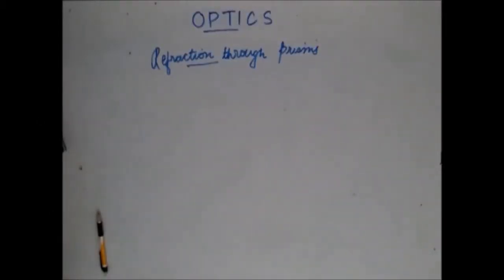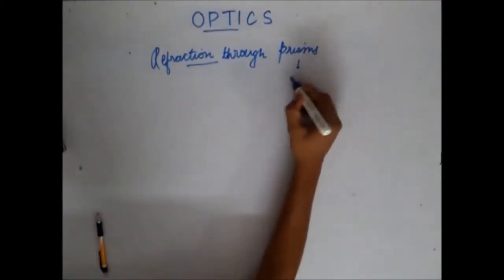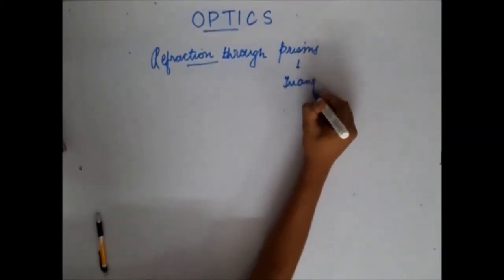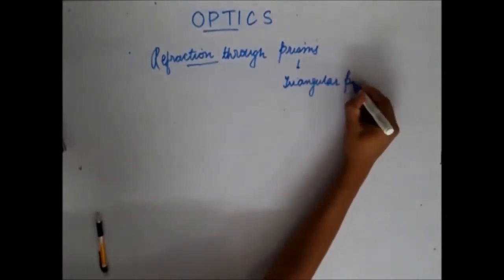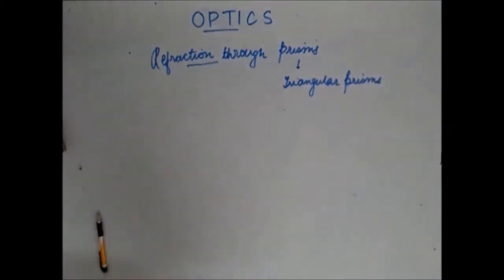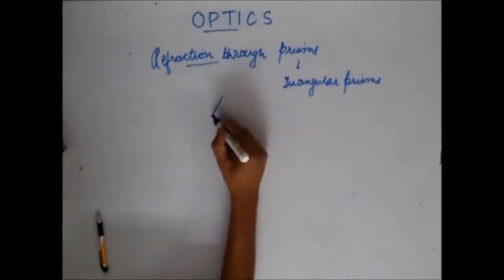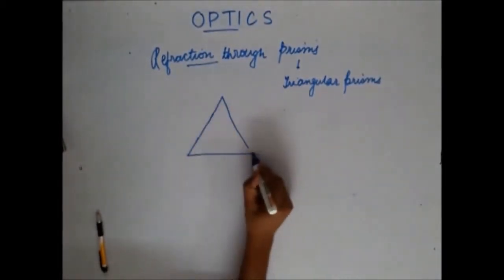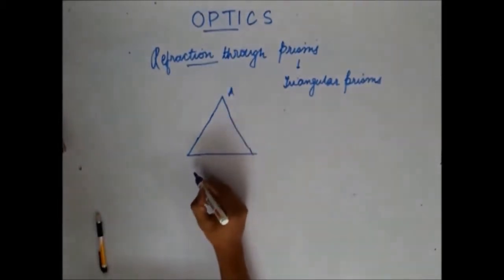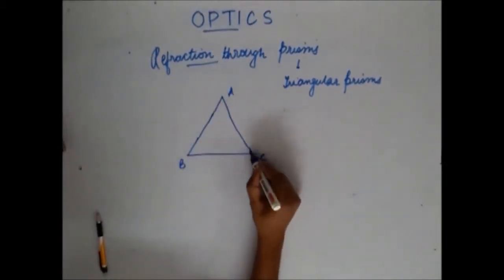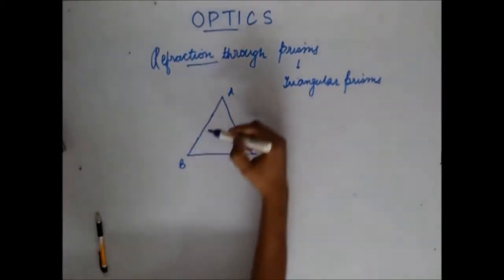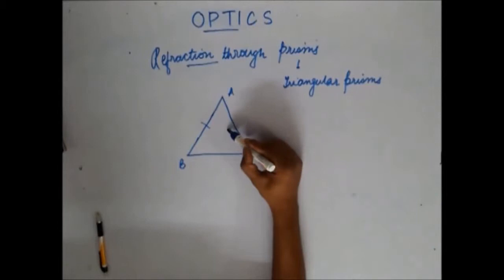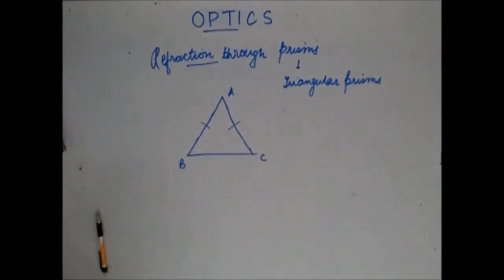So our next topic of discussion would be refraction through prism. In this we'll be considering only triangular prisms. That means the prism would look like this. This is an example of a triangular prism. So till now we had discussed refraction at plane surfaces. Now we will move on to refraction through prisms.